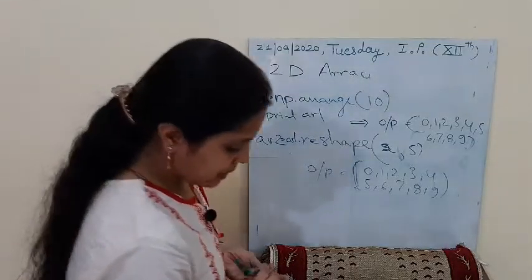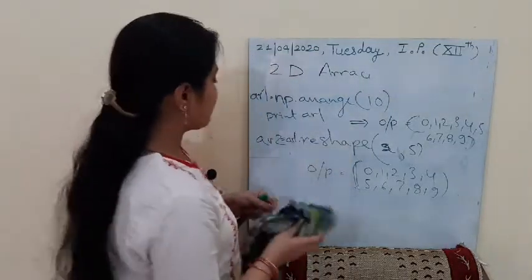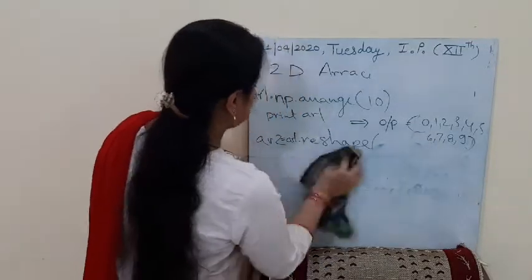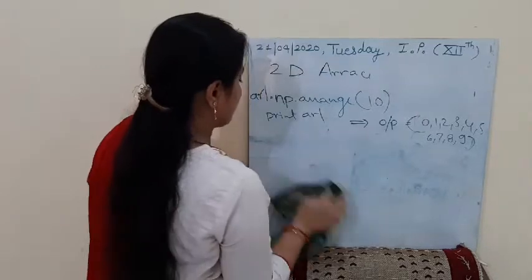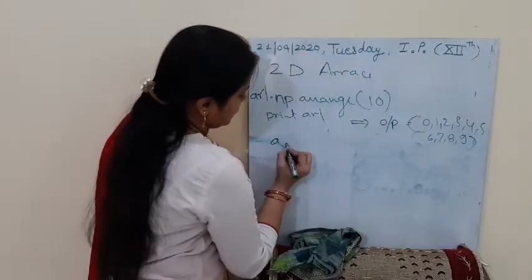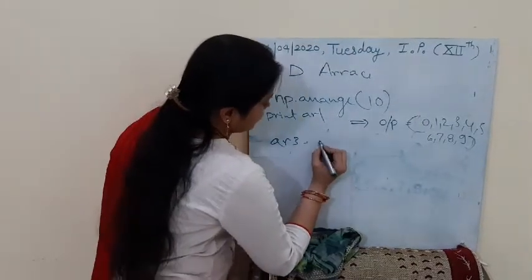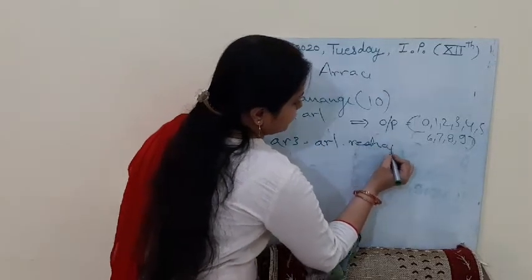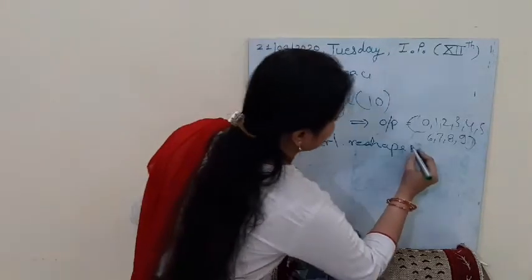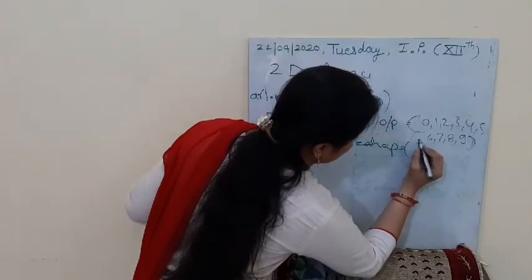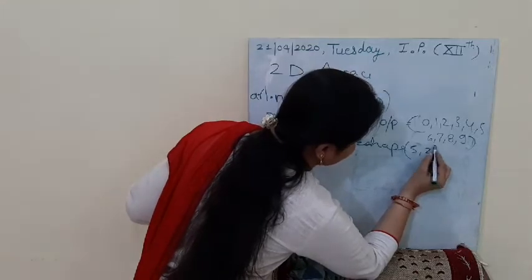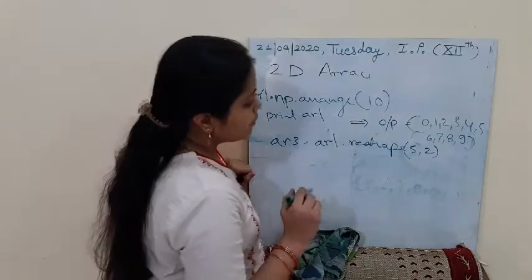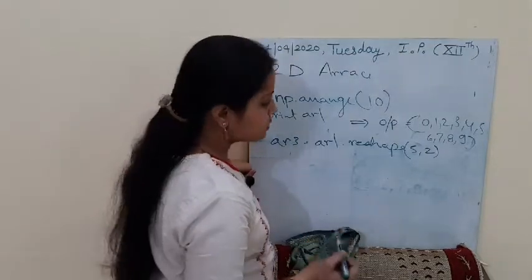Now, if I change the reshape function, I can change the shape also. For example, if I write this again, AR3 is equal to AR1 dot reshape 5 comma 2. Now what will happen? This will be creating what? This will be creating 5 rows and 2 columns.